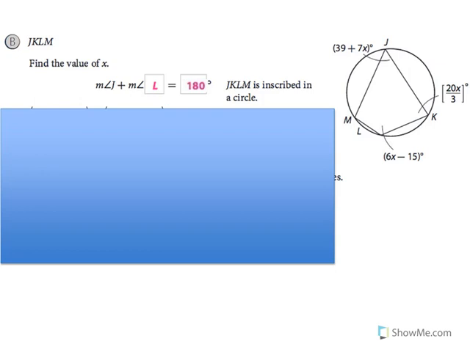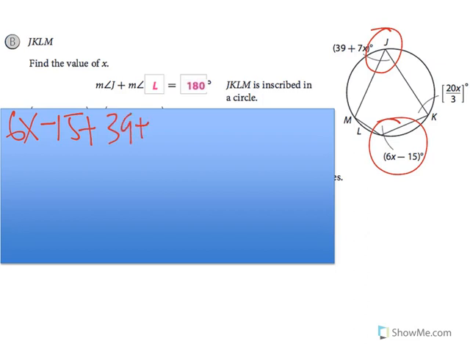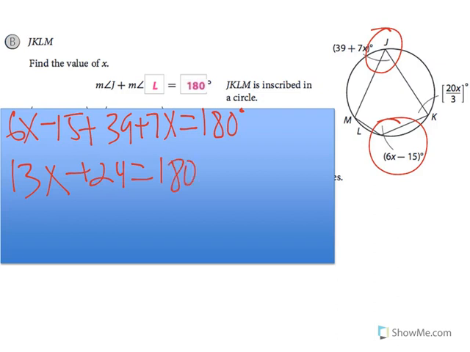Okay, let's go on to part B, solve for x. We're looking at these two angles, whose sum is 180. So 6x minus 15 plus 39 plus 7x equal to 180. Now combining like terms, we have 13x, and 39 minus 15 gives us 24, equal to 180. So then 13x equal to 180 minus 24.